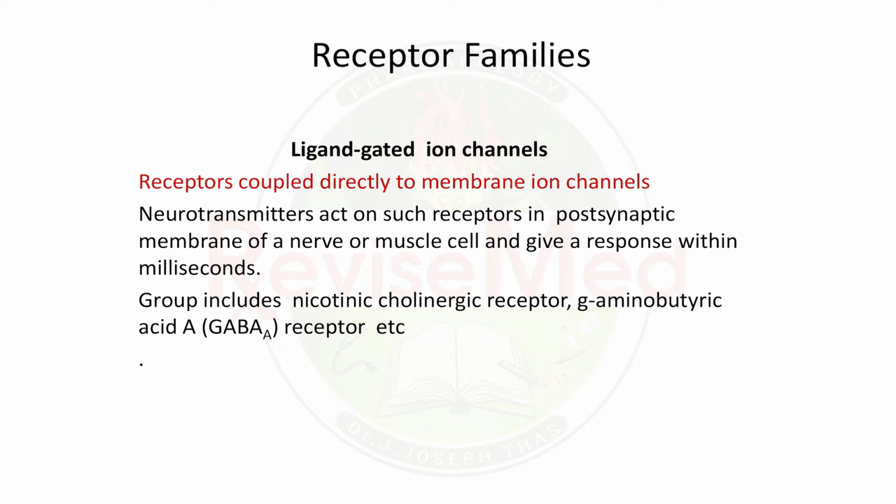We may know some qualitative aspects of receptor families. Ligand-gated ion channels. Receptors coupled directly to membrane ion channels. Neurotransmitters act on such receptors in postsynaptic membrane of a nerve or muscle cell and give a response within milliseconds. This group of receptors include nicotinic-cholinergic receptor, gamma-aminobutyric acid receptors, etc.